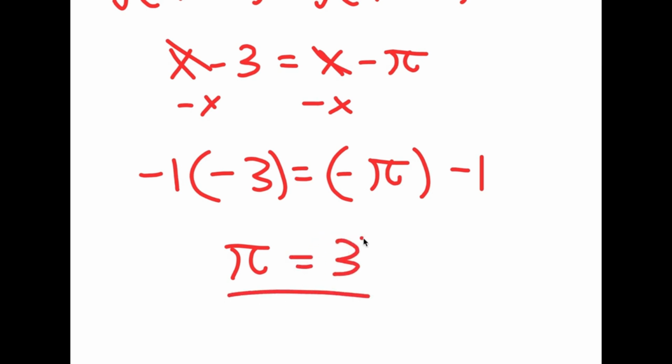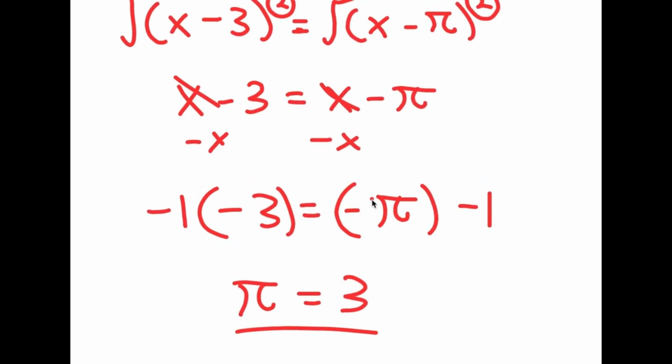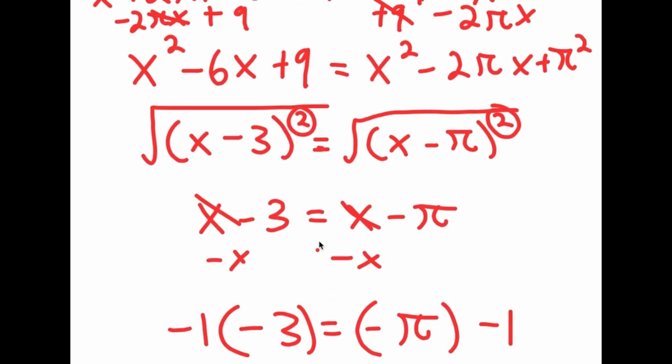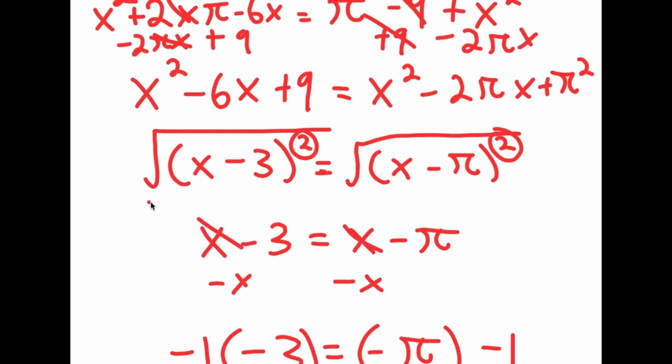So there you have it. I just proved that pi is equal to 3. Now, where did I go wrong? Because obviously we know that pi is not equal to 3. So where did I go wrong? Well, I actually went wrong on the step where I said that the square root of x minus 3 squared and the square root of x minus pi squared are equal to x minus 3 and x minus pi respectively. Well, this is actually not true.